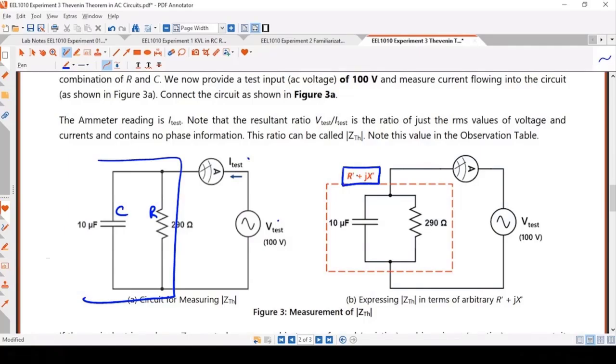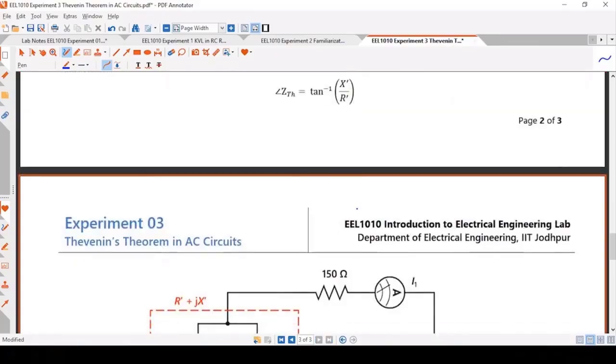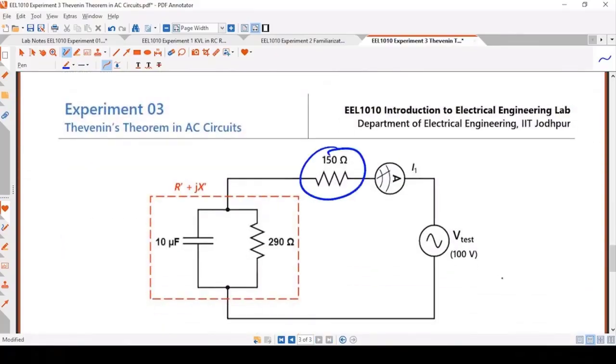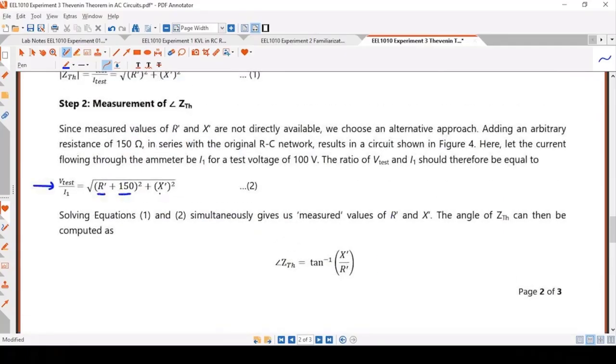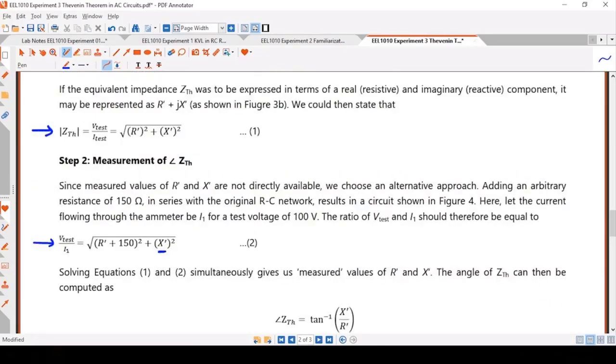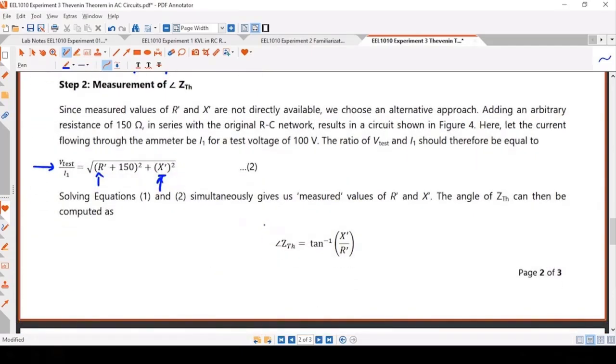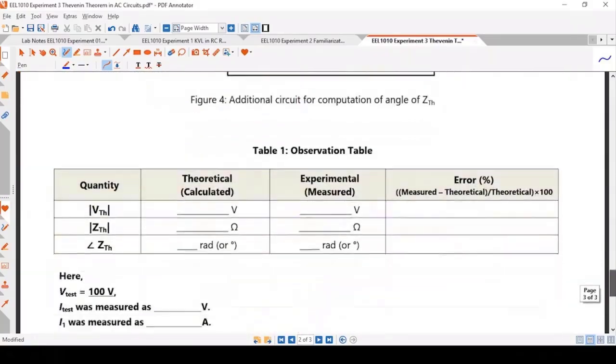Then we bring in another resistor in series and calculate the new value of V test upon I test. That should be equal to the square root of (R dash plus 150, which is the resistive component) whole square plus X dash whole square. So like this, we obtain equations. The only unknowns are R dash and X dash in both cases. You can solve them simultaneously, get R dash and X dash, find the tan inverse, and you have angle ZTH. So this is how you would compute VTH, ZTH, and angle ZTH.